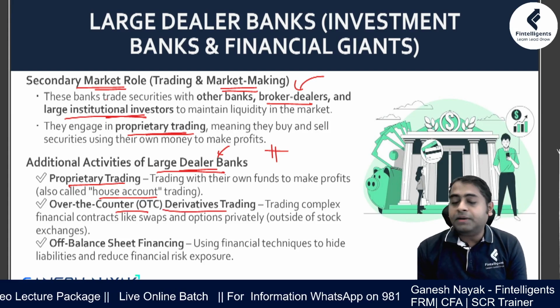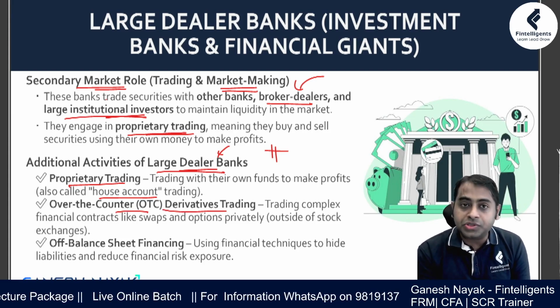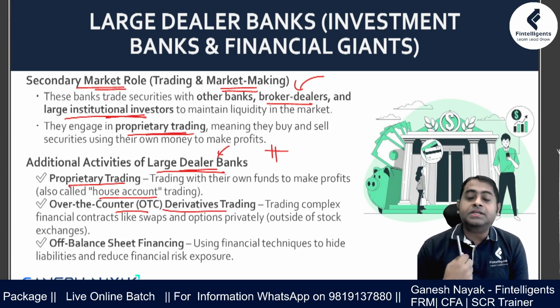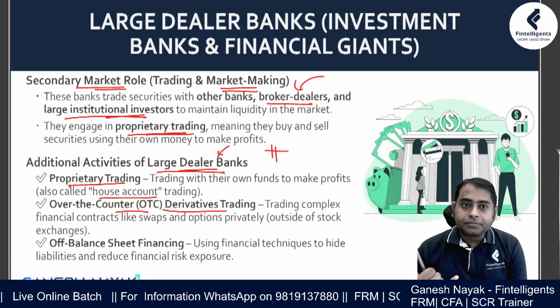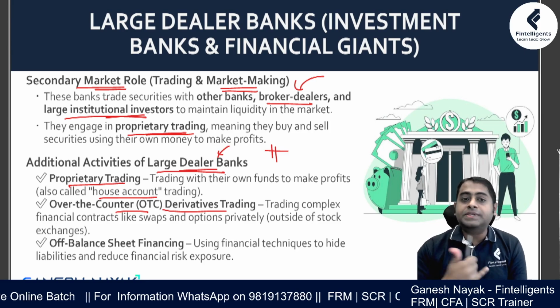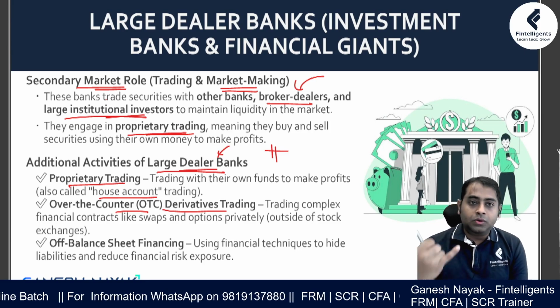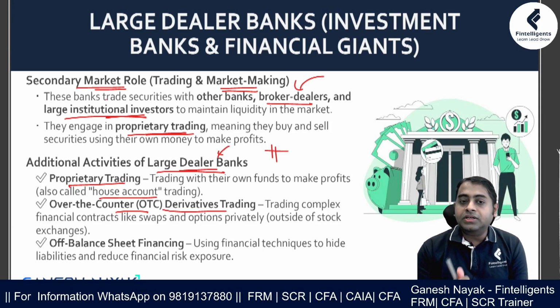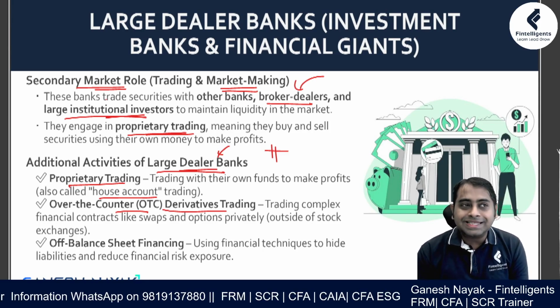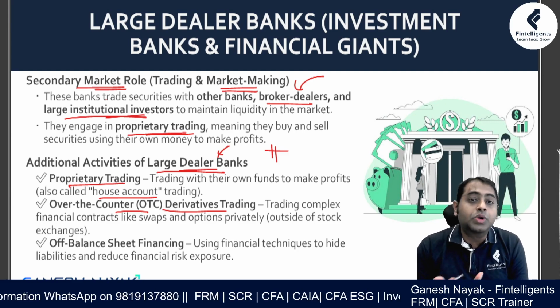OTC transaction means it is not happening on an exchange. It is a transaction happening over a call. Everything is recorded. So JP Morgan is doing a transaction with Citibank. On both sides, the traders are there, executing the transaction. And generally OTC transactions are slightly different or unique transactions.